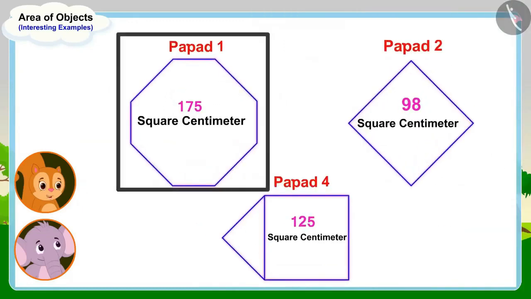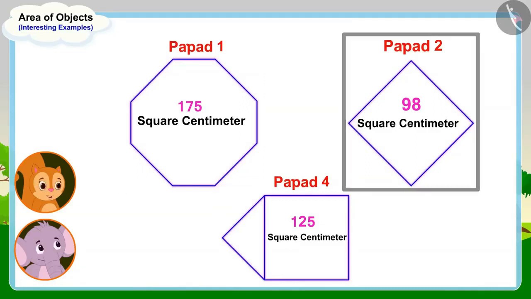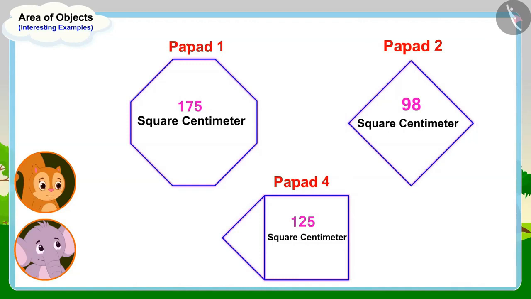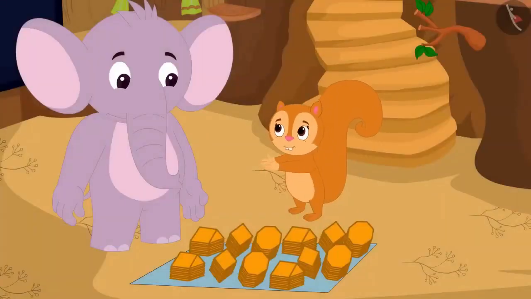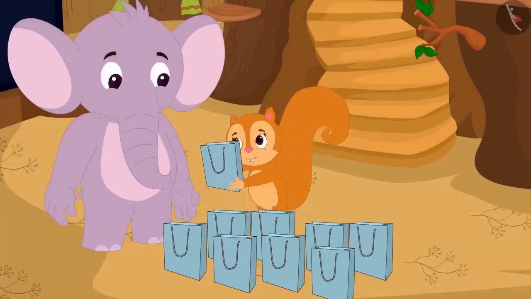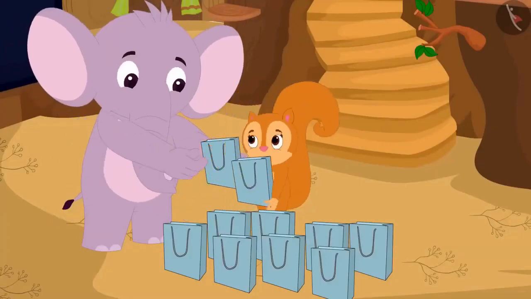Look, Apoo, first paper has the largest area. It means this paper is the largest. And second paper has the smallest area. It means this paper is the smallest. Chanda excitedly told Apoo. Chanda thanked Apoo for teaching her about area and then, with his help, packed all her papers.